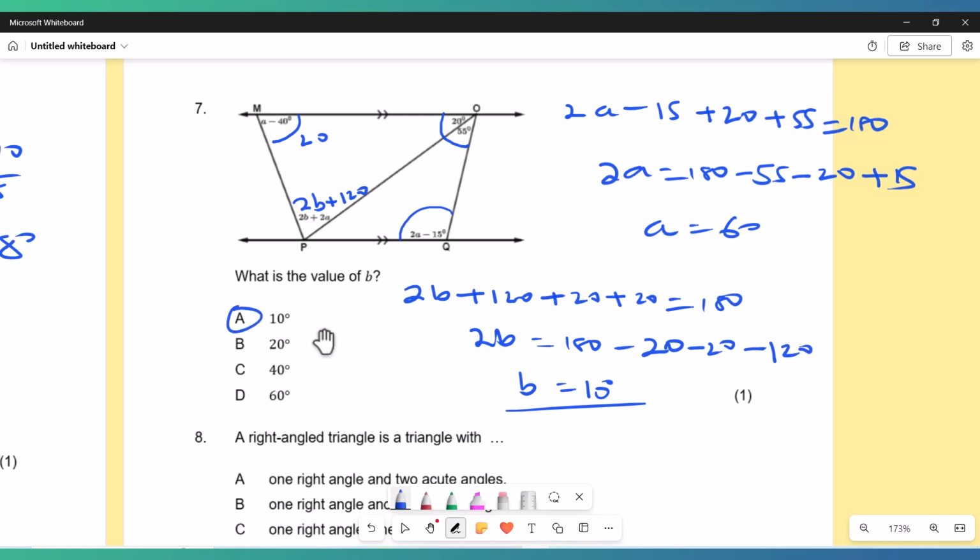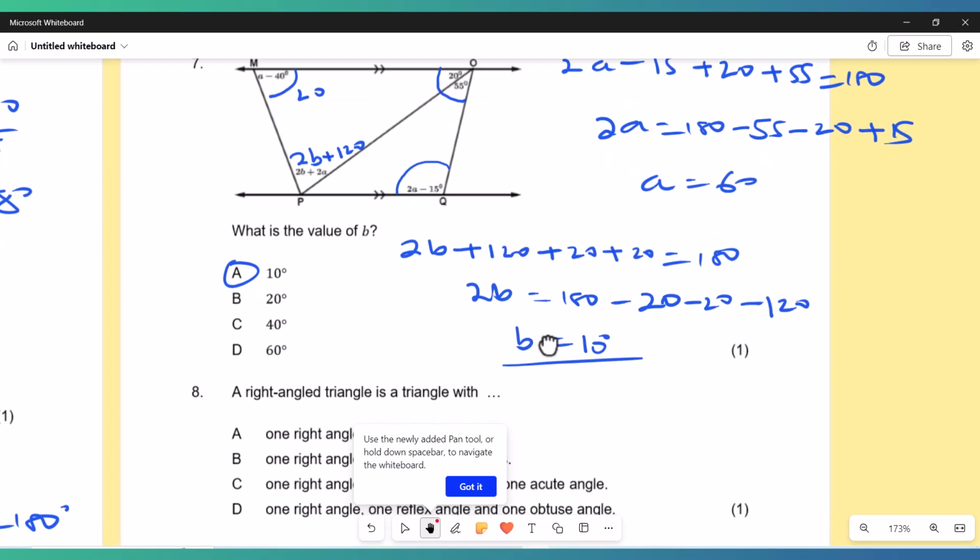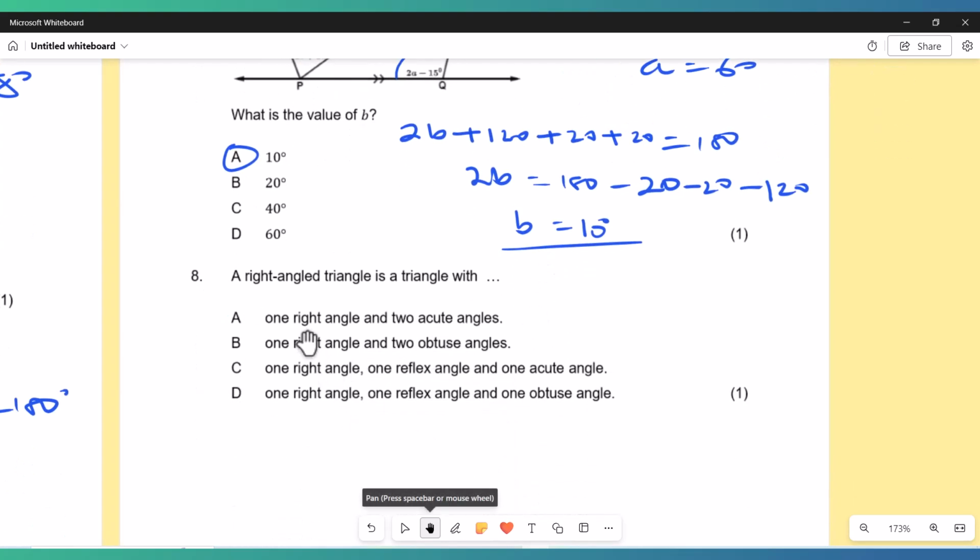They say a right angled triangle is a triangle with, now right angle triangle, the triangle with what? They're saying here with one right angle and two acute angles, with one right angle and two obtuse angles. This is not correct because already we have 90 degrees. You can't have something more than 90. Then one right angle, one reflex, that's not correct because the reflex is bigger than 180. Then one right angle, one reflex, again is not correct here. So the answer is this one here. It must contain one right angle and two acute angles.